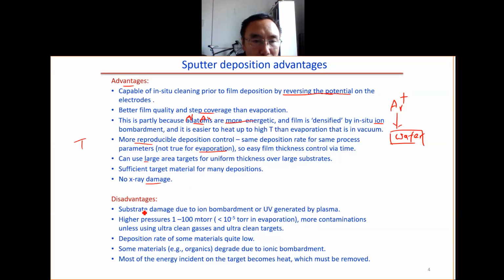The disadvantage, so we have substrate damage by the ion bombardment. And we have higher pressure that can have some contamination if the gas is not very pure. The deposition rate is very slow. This is a big problem. So typically we get 10 nanometers per minute. For evaporation, we can get a 10 times higher deposition rate than sputter deposition. Some materials like organics will degrade because of ion bombardment. And most of the energy incident on the target becomes heat. This must be removed.